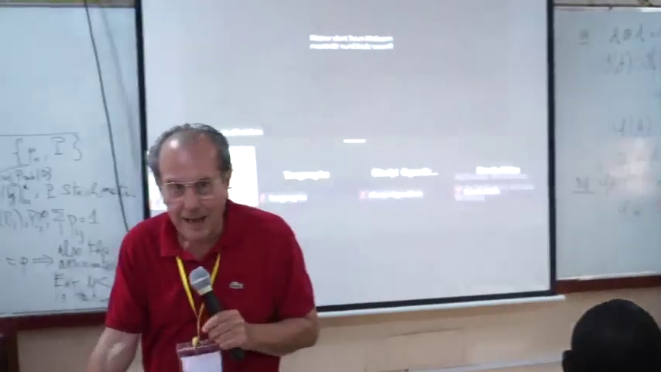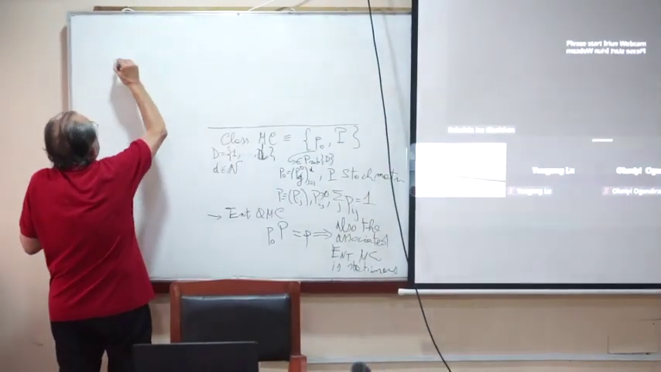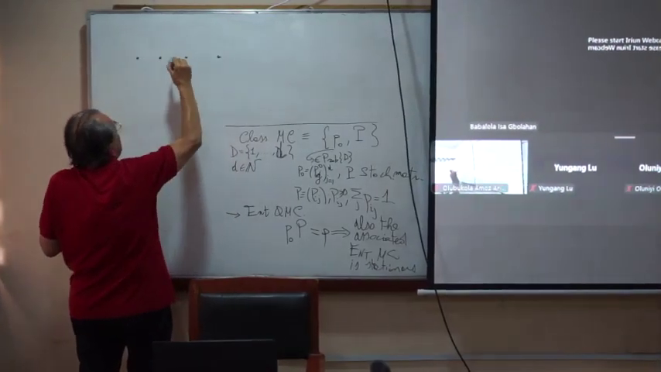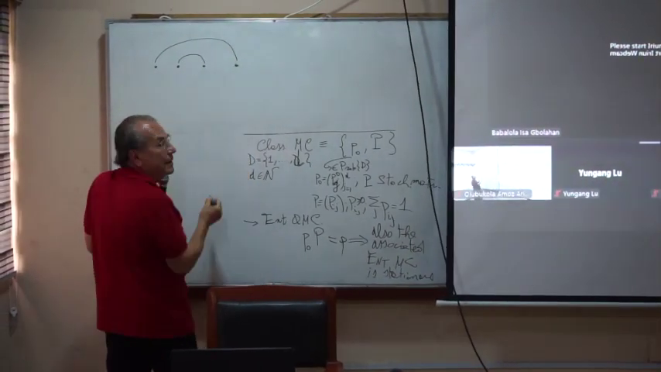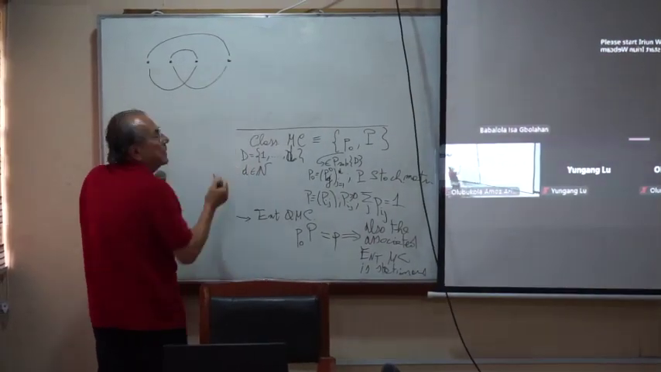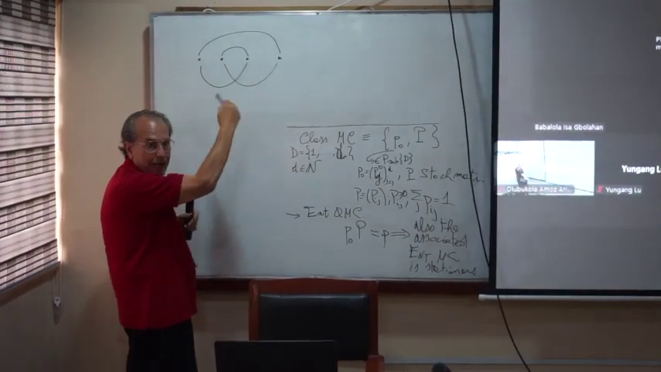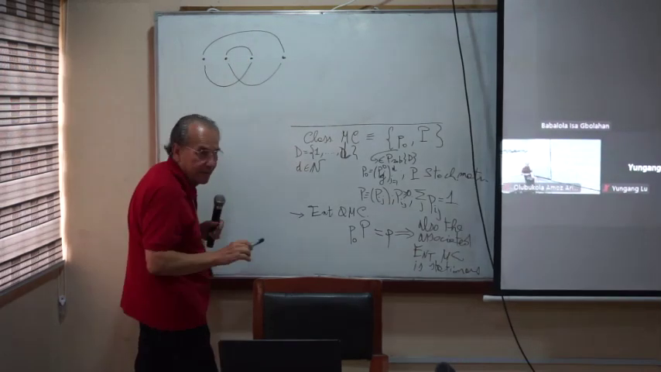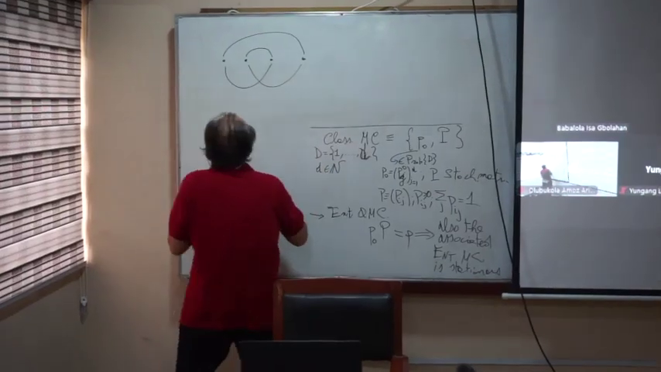I give you the example with 4 points. What do we mean by diagram? If you have 4 points, these are the non-crossing diagrams. And there is only one crossing diagram, which is this. In usual boson theory, all diagrams are allowed, crossing and non-crossing. In free theory, only non-crossing.